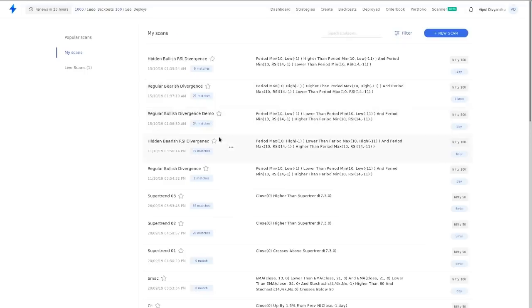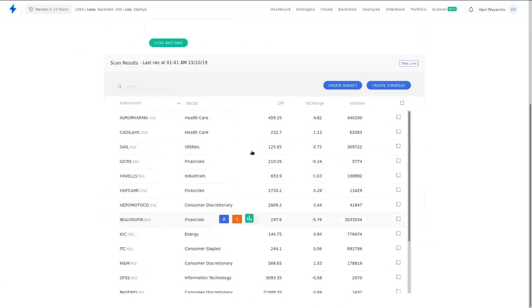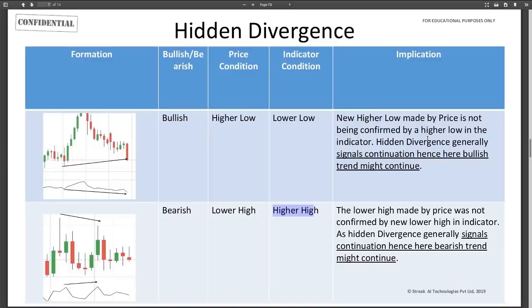Now let's look at the last one, which is hidden bearish divergence. Let me quickly scan that. So this is how you can identify these stocks as well.